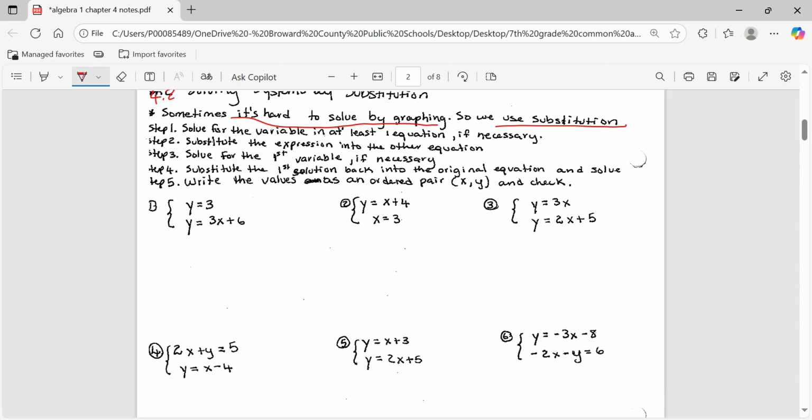So if you have something like y equals 3, and they want us to solve for y and x, and y is equal to 3x plus 6, this might be easier to go with by substitution. And we don't have a graph to graph. If we're going to solve by substitution, we must be sure to isolate a variable. In this case, y is 3. And then we're just going to substitute the expression into the other equation and solve for both an x and a y. So if I look here, y is equal to 3 and y is equal to 3x plus 6.